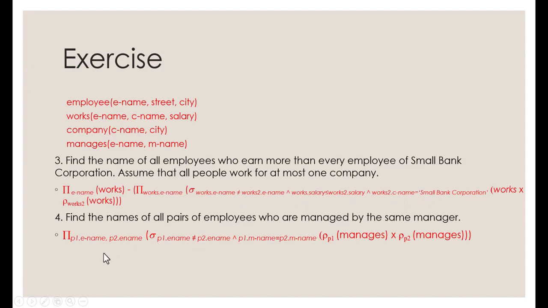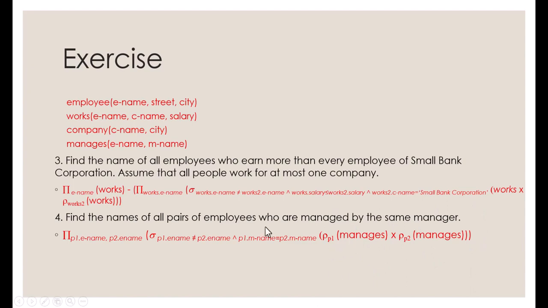Okay. Number four, we're finding names of all pairs. So we're going to be returning pairs of employees. So it's going to be an employee's name and another name, okay, who are managed by the same manager. Okay, so we are calling this table managers and managers. We're calling it P1 and P2 just for short. You could have named it M1, M2, whatever you guys want to call it. Okay, so these are two different instances of managing.